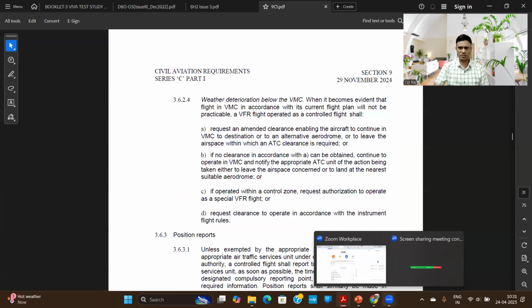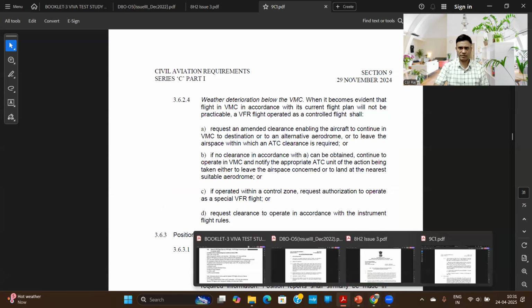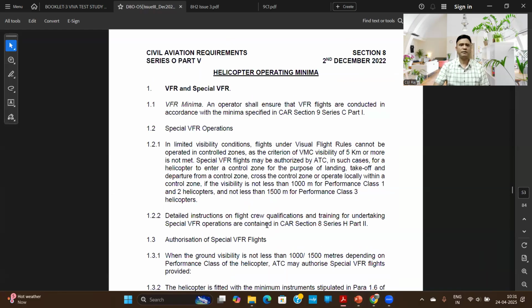Right. Now let's see what the special VFR requirement is as given in the CAR. Here is the one which talks about VFR and special VFR. These CARs have been issued in 2022, recent ones, just about 3 years old or less, and they have corrected many of the errors which were there earlier. You can be allowed to fly up to 1500 meters for performance class 3 and 1000 meters for performance class 1 and 2 helicopters. These performance types I will discuss later.